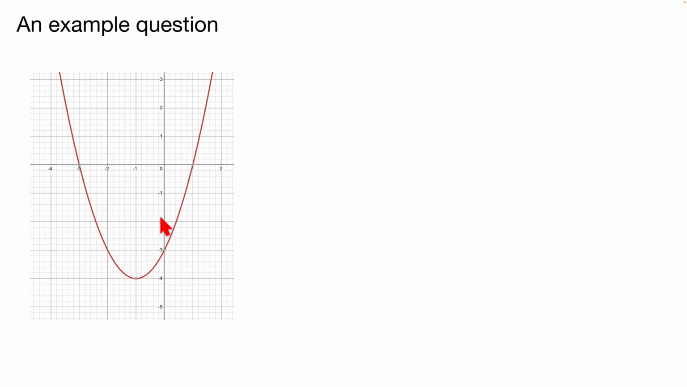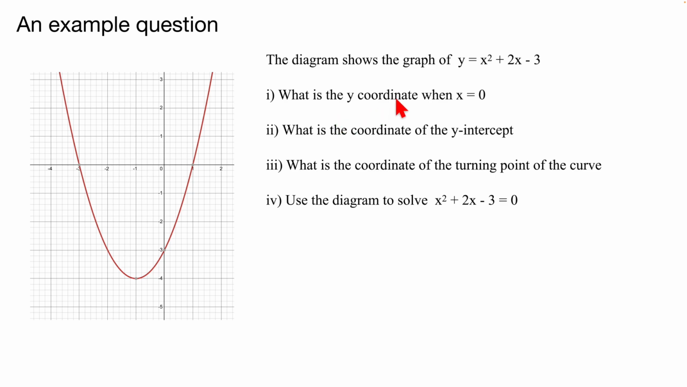So let's have a look at an example question. The diagram shows the graph of x squared plus 2x minus 3. What is the y coordinate when x equals 0? Okay, well, that's going to be 0, that's going to be 0, so I reckon it's going to be just minus 3, which is the answer. What are the coordinates of the y-intercept? Well, we can read that off here. There's the y-intercept. And so x is equal to 0, obviously, coming down here to minus 3. It is (0, minus 3). This is two ways, really, of asking the same question.